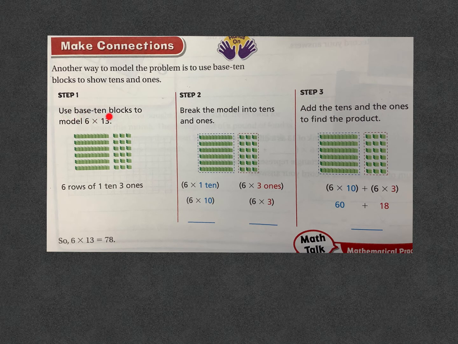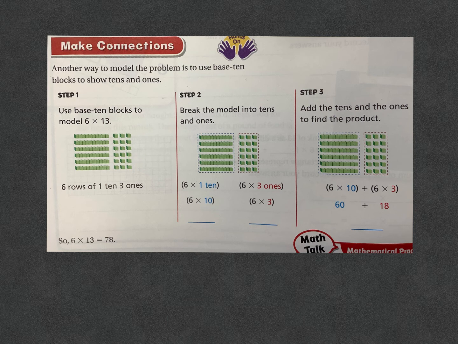If we wanted to use base 10 blocks to model 6 times 13, remember that was 10 and 3 for 13, and that 6 times over. So 10 and 3 once, 10 and 3 twice, 3, 4, 5, 6 times. We have 6 rows of 1 ten and 3 ones, 6 rows of 13.